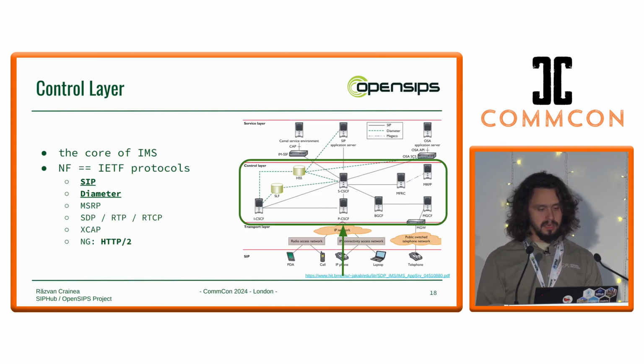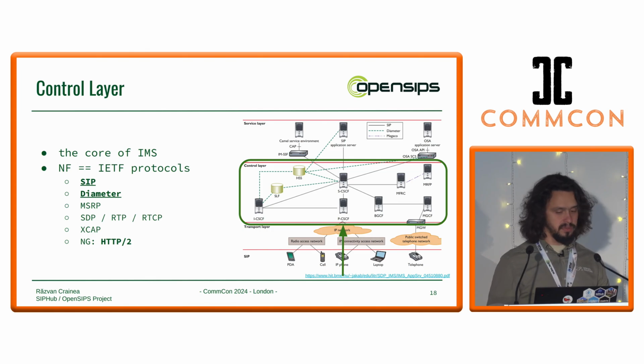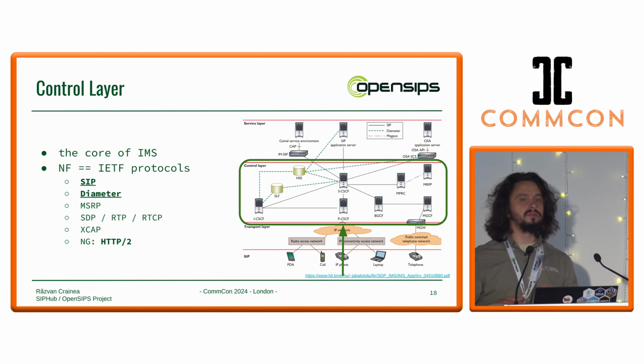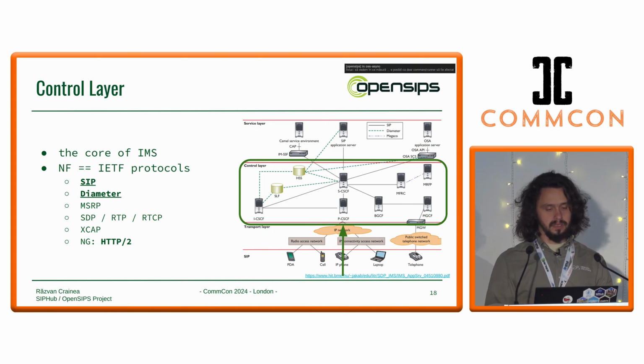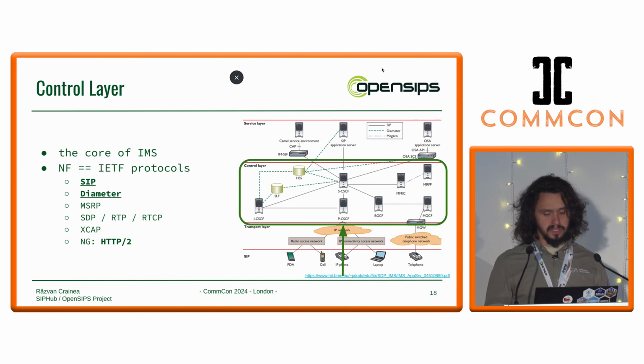The control layer is the core IMS. It uses a set of network functions, which are basically IETF protocols and specifications on how to use them. You have SIP, you have diameter, you have MSRP, SDP, RTP, XCAP, and with 5G you also have HTTP 2.0. So you need to support these protocols and fine-tune them in order to create the interactions you need.